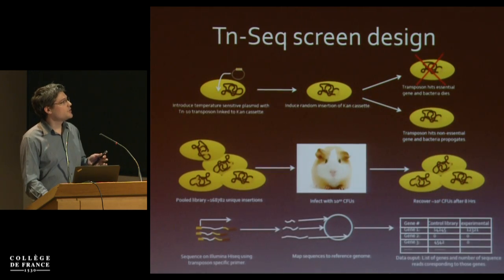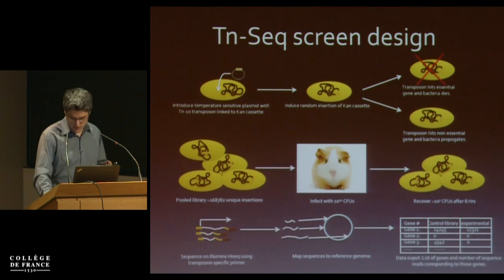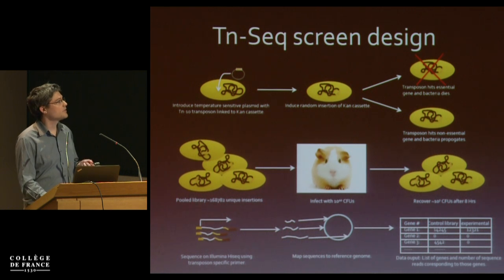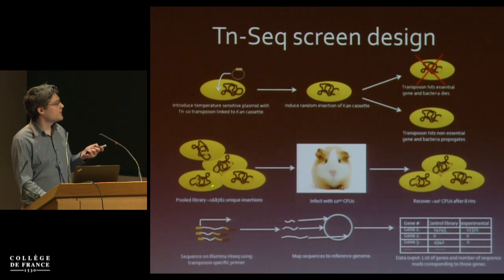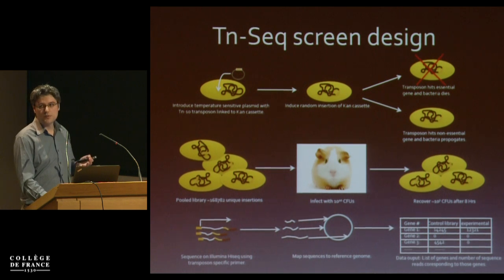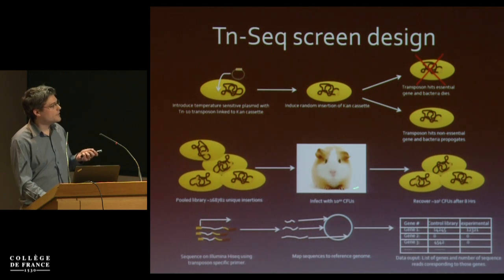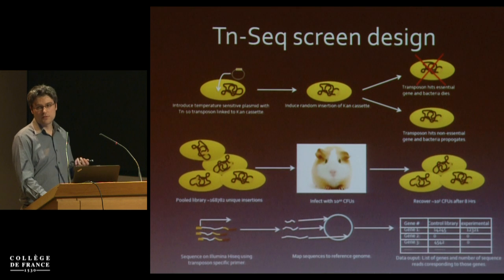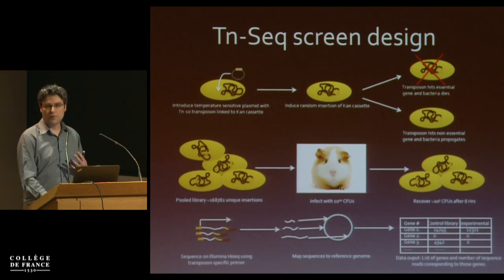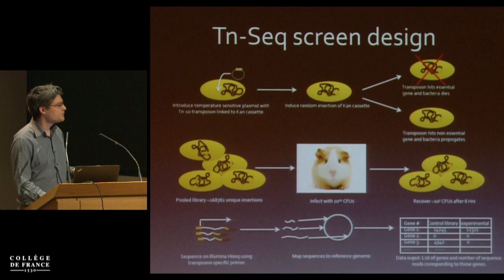So I won't go into too much detail about how we developed the Tn library because we had a really nice talk that described that earlier. But suffice it to say that our pooled library contained over 168,000 unique insertions, which covered around 75% of the open reading frames that were predicted in Shigella sonnei. We took our pooled library and infected guinea pigs with 10 to the 10th CFUs, and after 8 hours, we were able to recover on average around 10 to the 7th CFUs. So we saw around 3 logs of selection occurring.